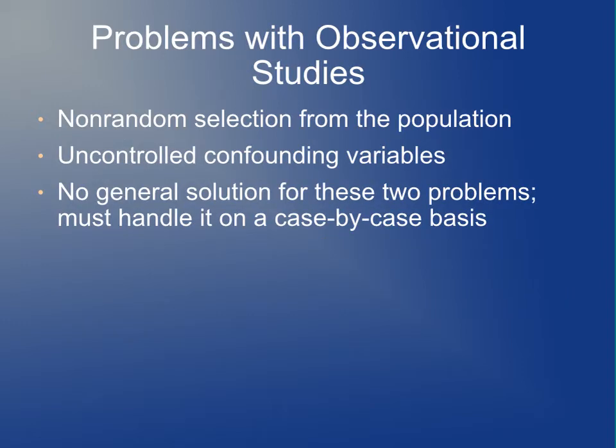The problems with observational studies are, number one, that in the vast majority of cases it's by definition a non-random selection from the population. In very unusual situations, you might be able to sample the full population, but usually you just have to sample whatever data you can find. Number two, there's no way to control for confounding variables. And there's simply no solution to these two problems that will work in all situations. You just have to handle it on a case-by-case basis.